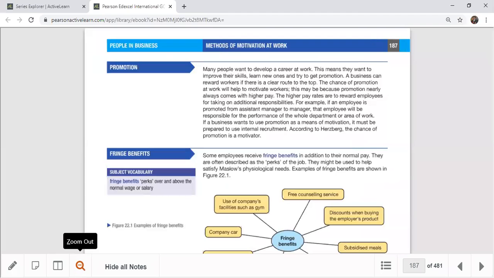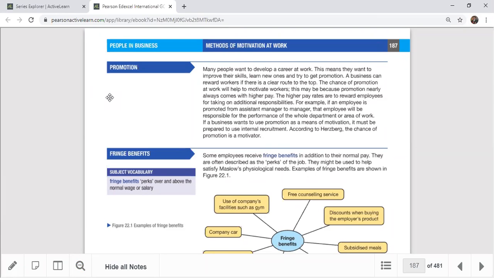Okay, now we're moving on to other parts. This one you can see is kind of a non-financial thing, but automatically financial motivation is indirectly there, because if you get a promotion, definitely a salary increment will also be there. So many people want to develop their career at work. This means they want to improve their skills, learn new ones, and try to get promotion. A business can reward workers if there is a clear route to the top. The chance of promotion at work will help to motivate workers.